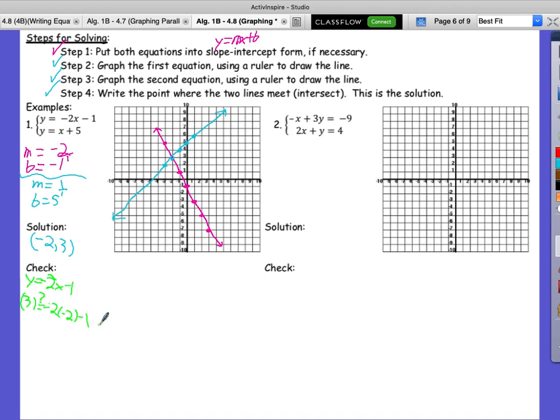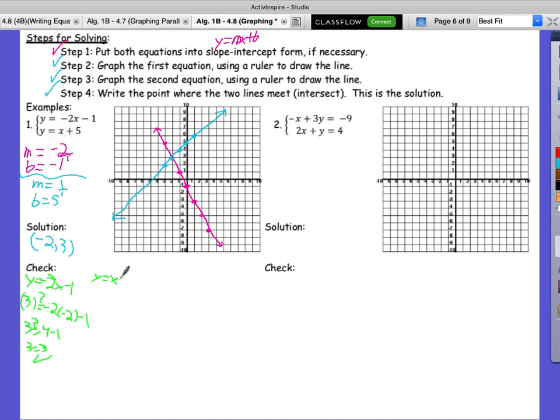Ready, please follow with me. Then we'll have 3 equals, okay, what is -2 times -2? That's positive. Positive 4. And does 3 equal 4 minus 1? What is 4 minus 1? 3. So does 3 equal that? Yeah. So 3 equals 3, it checked out. And we can also check the other equation to make sure it works in both.